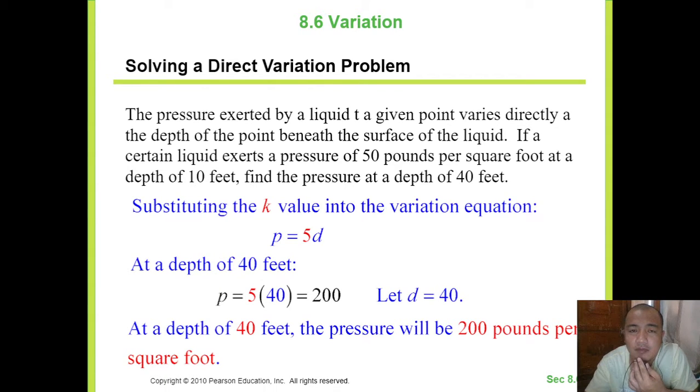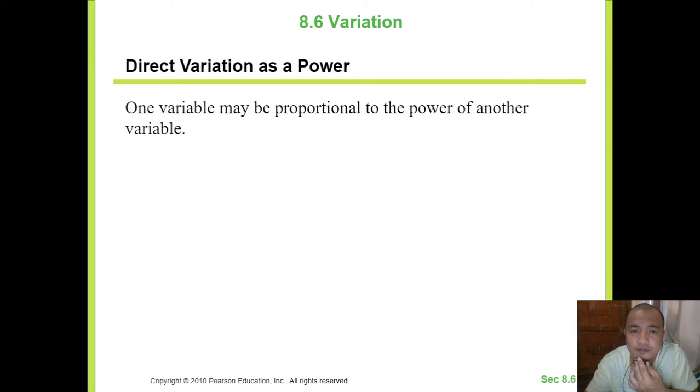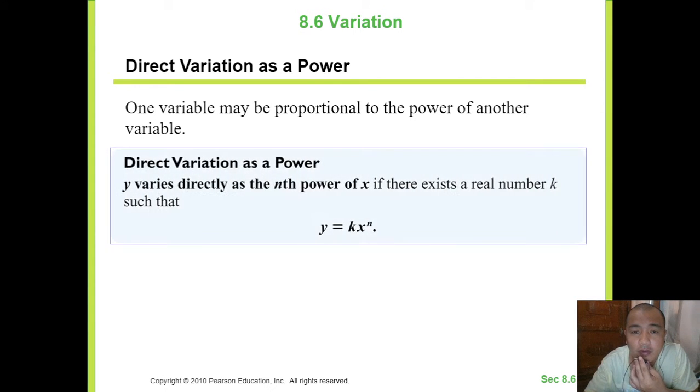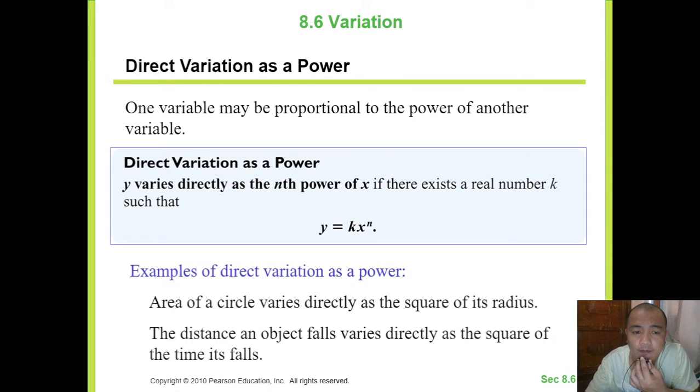That's an example of a direct variation problem. Now we have here also direct variation as a power. One variable may be proportional to the power of another variable. So y can vary directly as x squared or x cubed, x to the fourth power. So y varies directly as the nth power of x if there exists a real number k such that y equals kx raised to n.